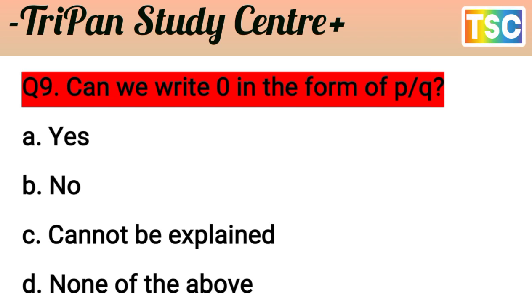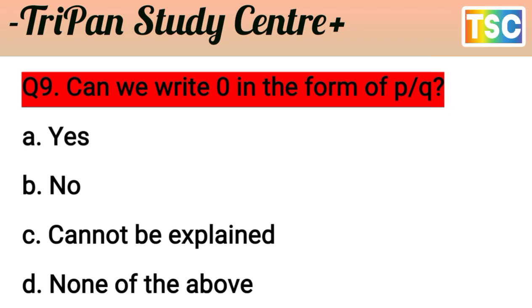The next question arrives here. That's important. Can we write 0 in the form of P upon Q? That's a clear question, important for the exam. The options: A is yes, B is no, C is cannot be explained, D is none of the above. That's an important question, but I give you a few seconds to test your knowledge first. You must have a thought of your answer. Let's see what our answer is.